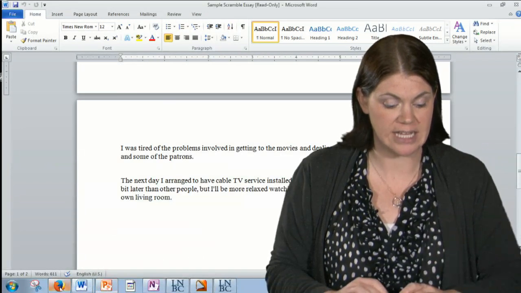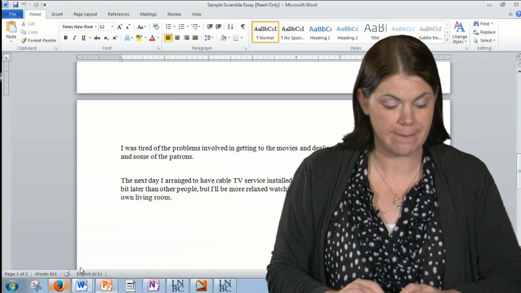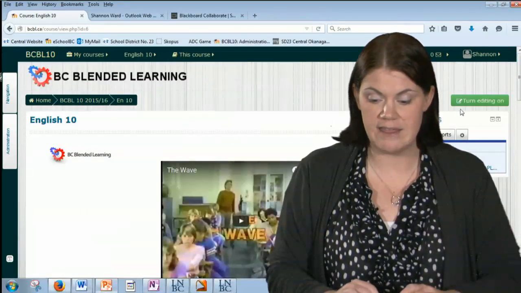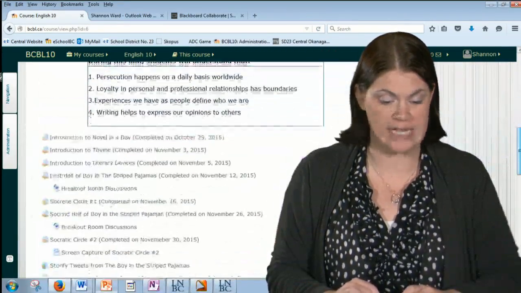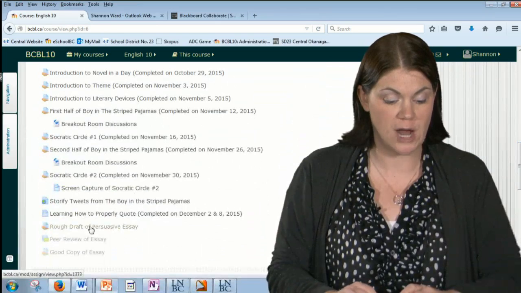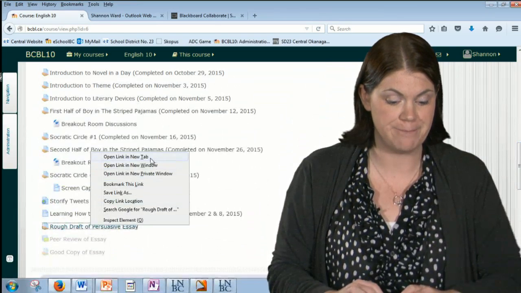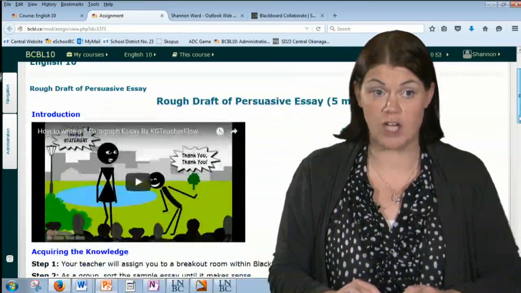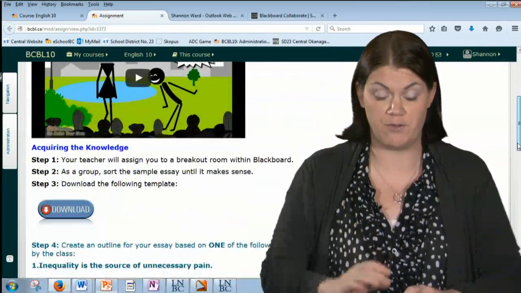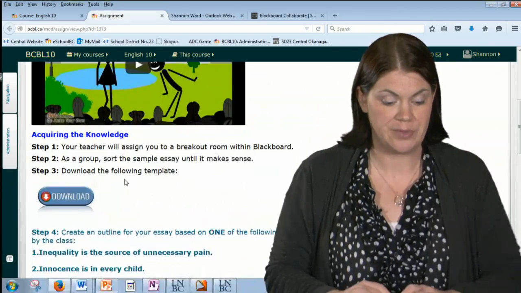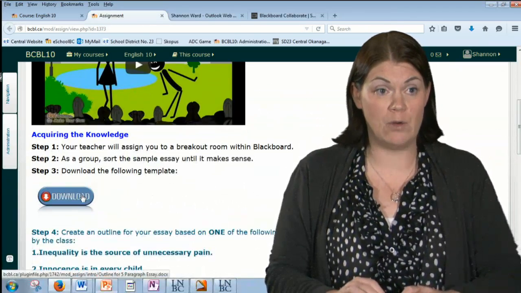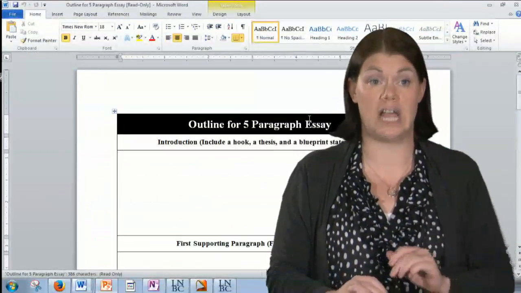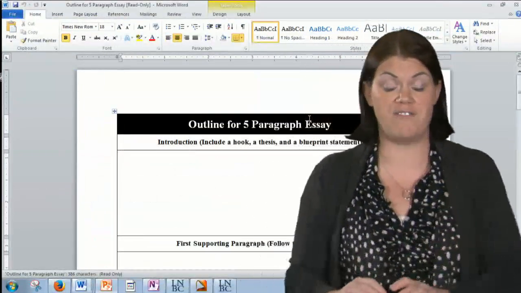if you guys give me a second here, is in the assignment now, ladies and gentlemen, the rough draft of a persuasive essay. Okay. If you go in here, and we already did watch that movie the last day, we know the different parts. Okay. So if you download the following template, this is your guys' outline for your 5-paragraph essay.